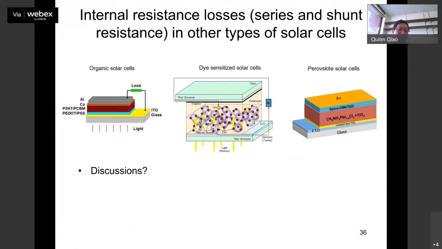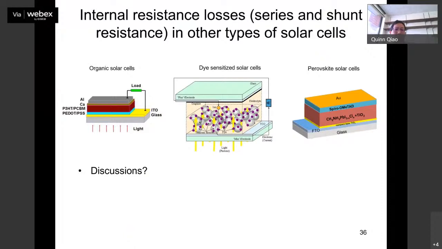And so nowadays the perovskite is not like a dye-sensitized style solar cell. The perovskite solar cell structure is very much like organic solar cells, right? It's also very much like PIN, like an amorphous silicon solar cell, right? That's what we see nowadays, right?